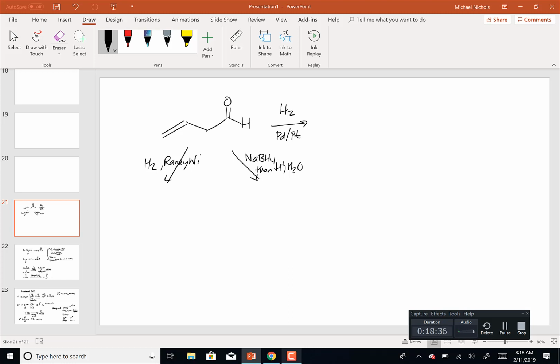Jacob? For the palladium and platinum, it would reduce the double bond, but not the ketone. So I would reduce the double bond without touching the carbonyl if I just use hydrogen with palladium or platinum as a catalyst. What about the other two? The Raney nickel, I'm going to reduce both. If I used Raney nickel, I would reduce both, because the Raney nickel is more powerful than the hydrogen and the palladium, so it'll also reduce a double bond. So if I wanted to reduce both, use hydrogen and Raney nickel.